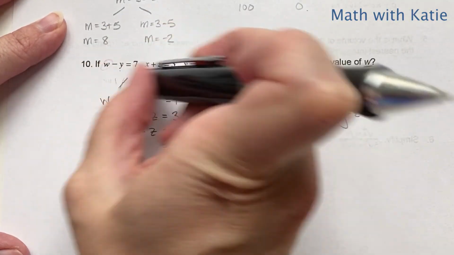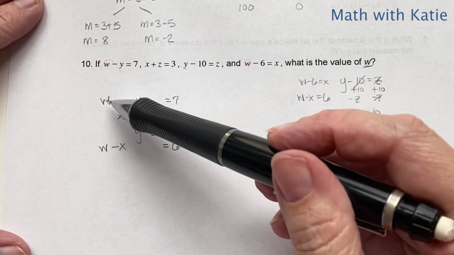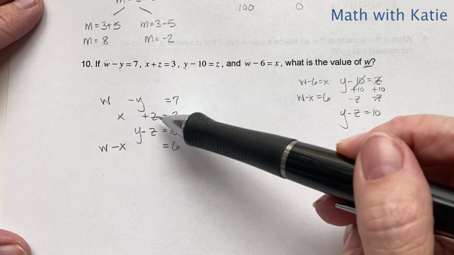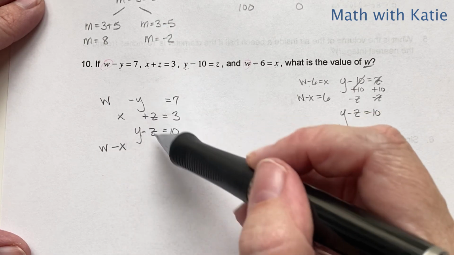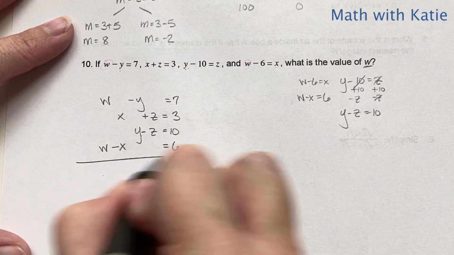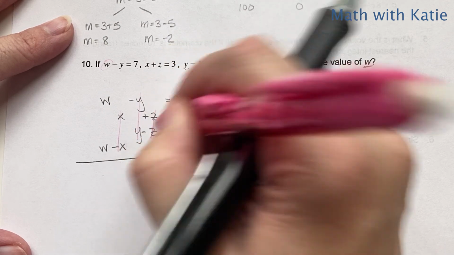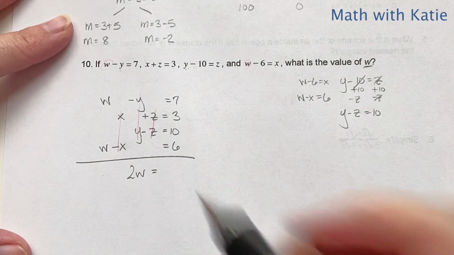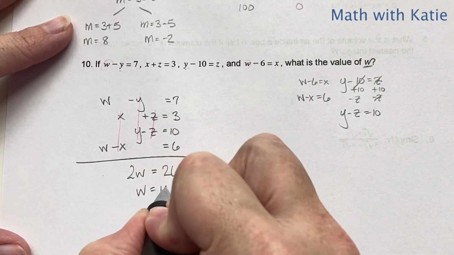All right, now I'm going to erase this to make it a little bit easier to see. So now if we notice, if we add straight down, we get 2w, the x's cancel, the y's cancel, and the z's cancel. So again, solving systems of equations, if we just add straight down, we're using elimination. So 2w equals 7 plus 3 plus 10 plus 6, which is 26. So w equals 13.